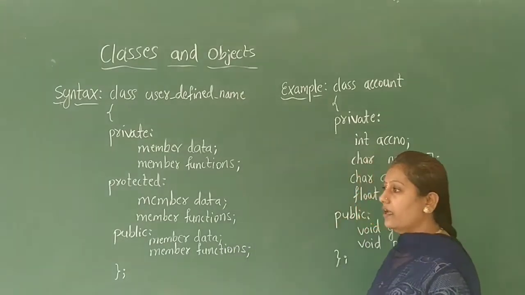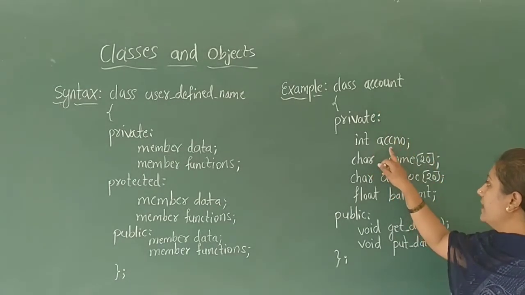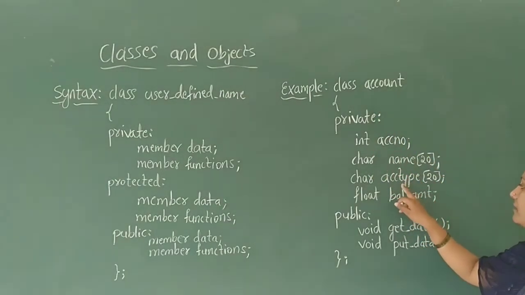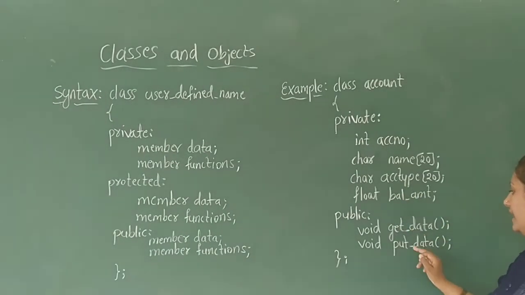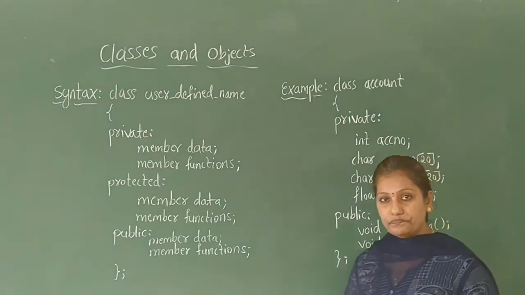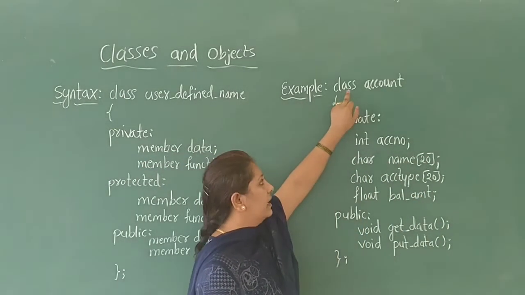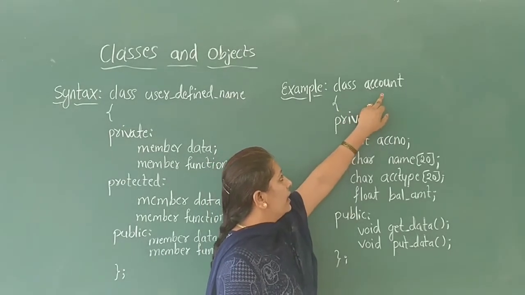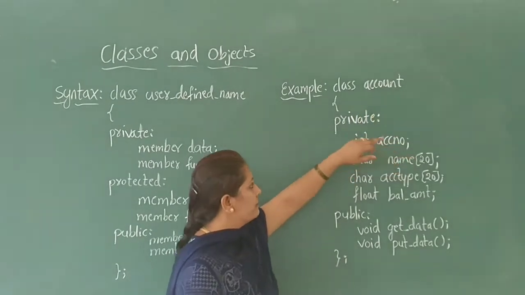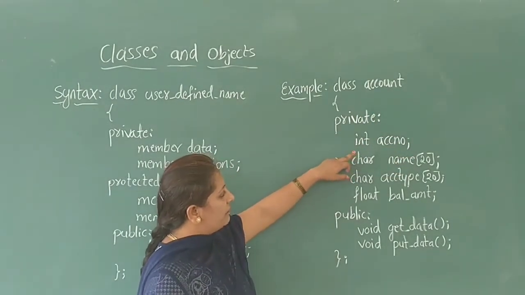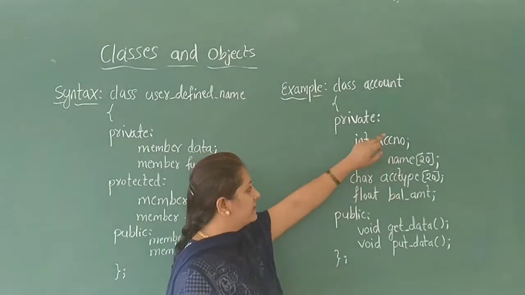For example, let us consider the class account with the member data account number, account name, account type, balance amount, and member functions get data, put data. Class is a keyword used to create a class. As you know, account is a user-defined name which represents the name of the class. Then in the private section, we have four data members or objects.